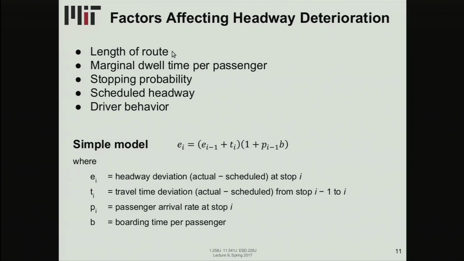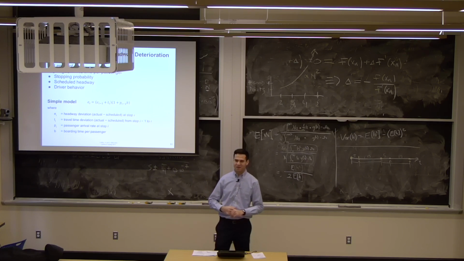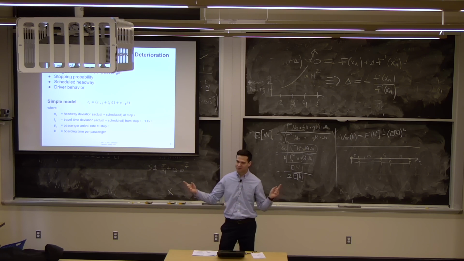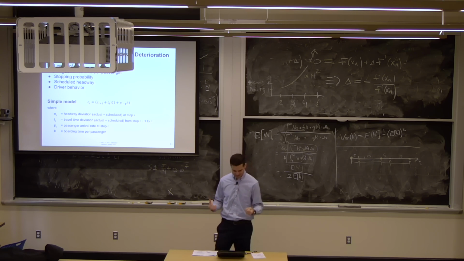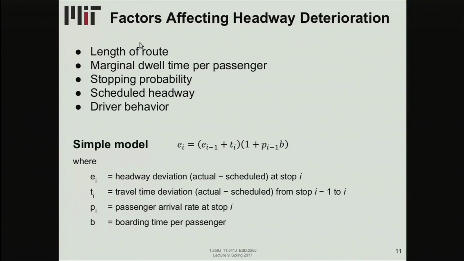So if you have a longer route, then it takes an hour and a half to cover the whole one direction run of the half cycle, then this deterioration process has more time to act on the route, right? So you'll see more headway unreliability, more bunching. The marginal dwell time per passenger is another factor.